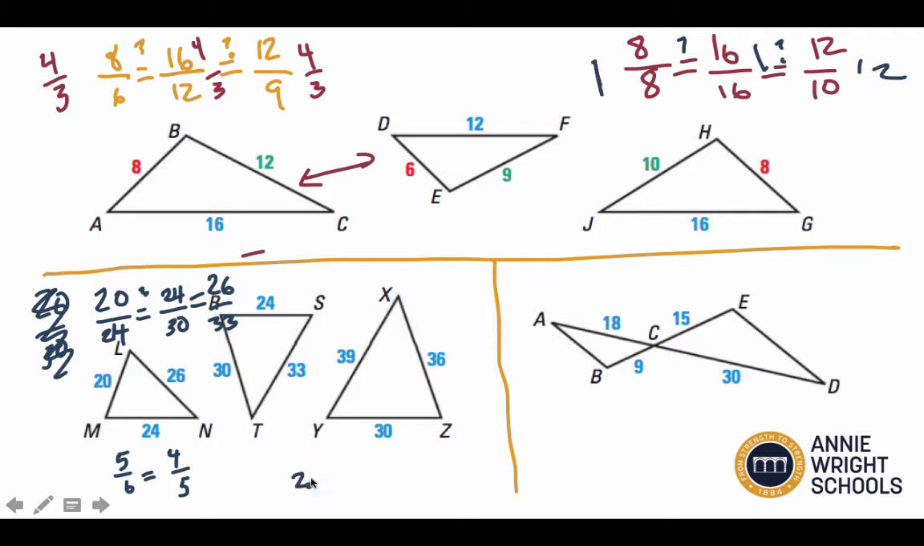Smallest side 24 to smallest side 30. Largest side 33 to largest side 39. And then lastly, middle side 30 to middle side 36. I check those out. That's 4 over 5 using a different color here. So that's 4 over 5. Dividing by 3 here, 11 over 13. Dividing by 3 here, 10 over 12, which is 5 over 6. Okay, so that doesn't seem to work.